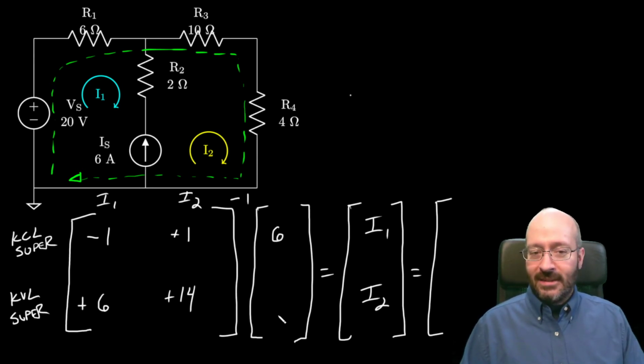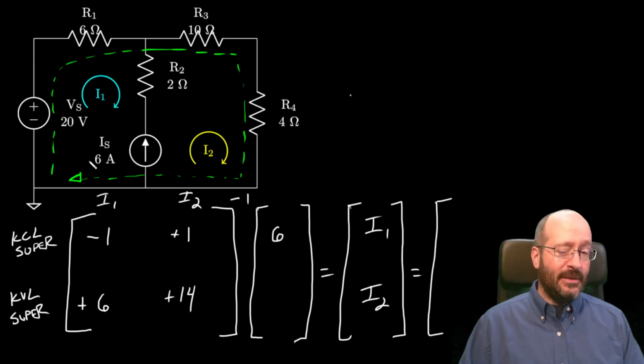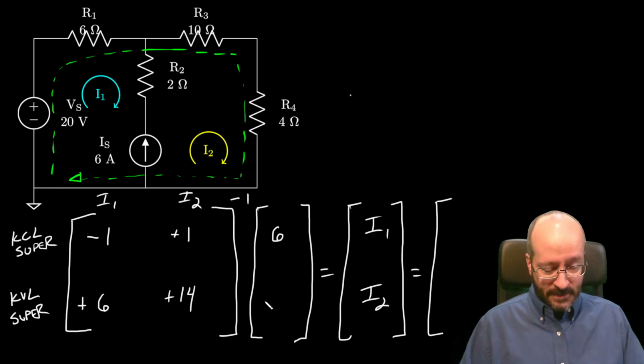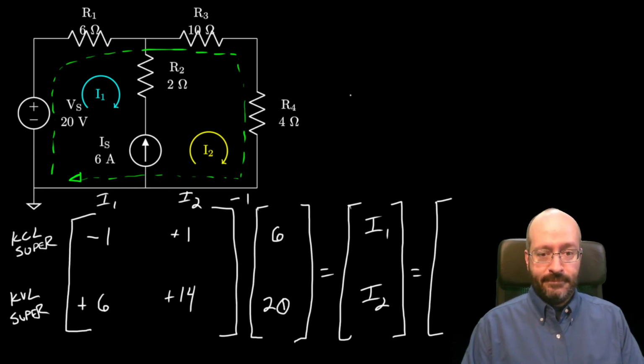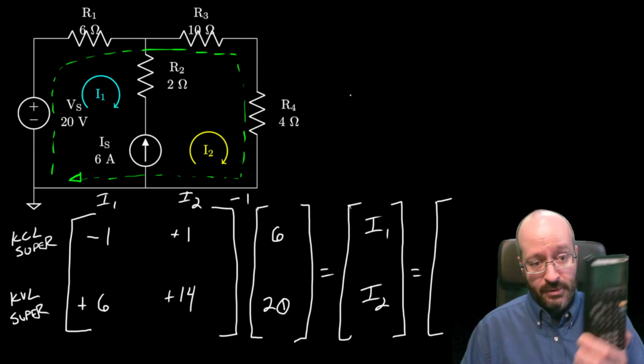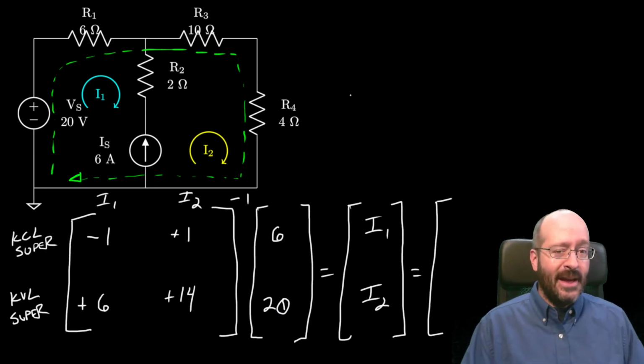On the right hand side, we play the same game as we did with an individual mesh. We say what voltage supplies are there. It looks like I go up 20, and that's it. So I'm moving up across the 20. There we go. Okay. From there, whatever you want to do, I'm going to throw it in my calculator.